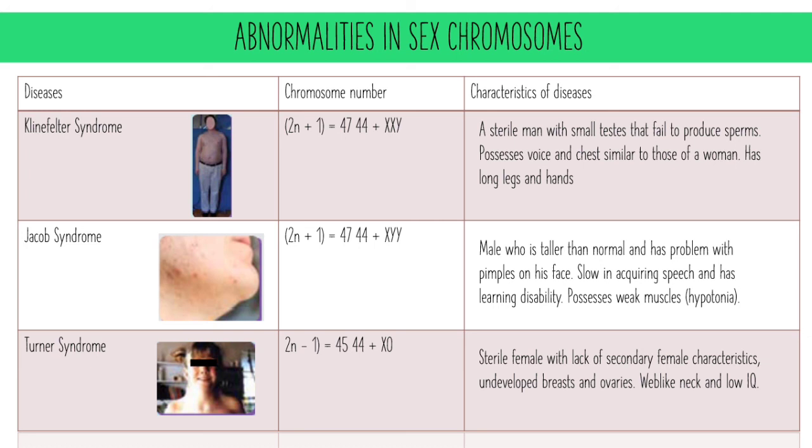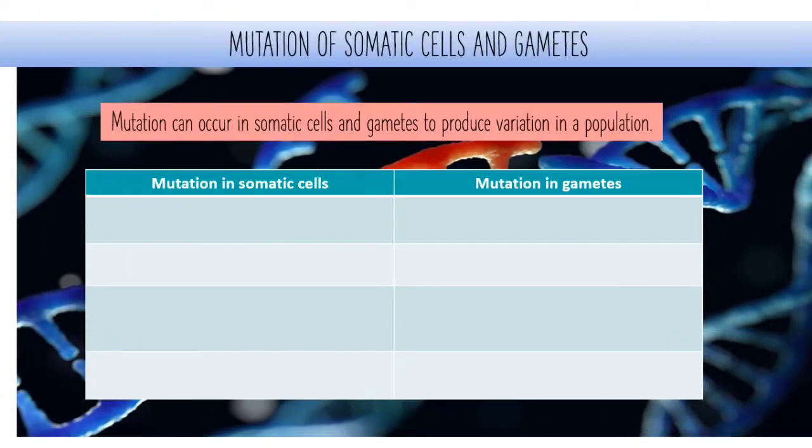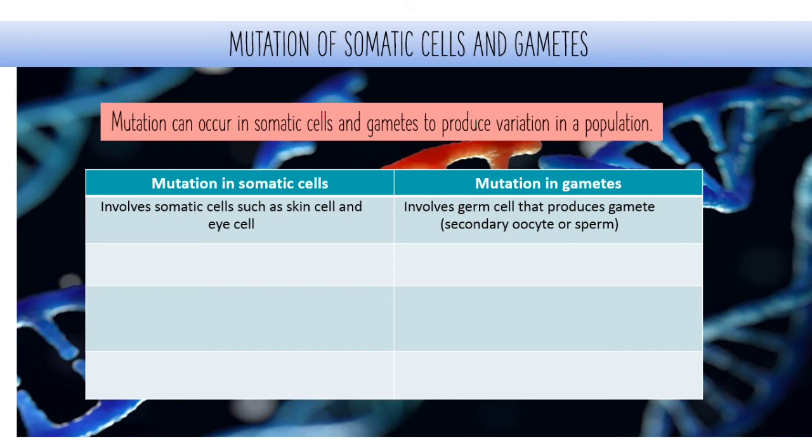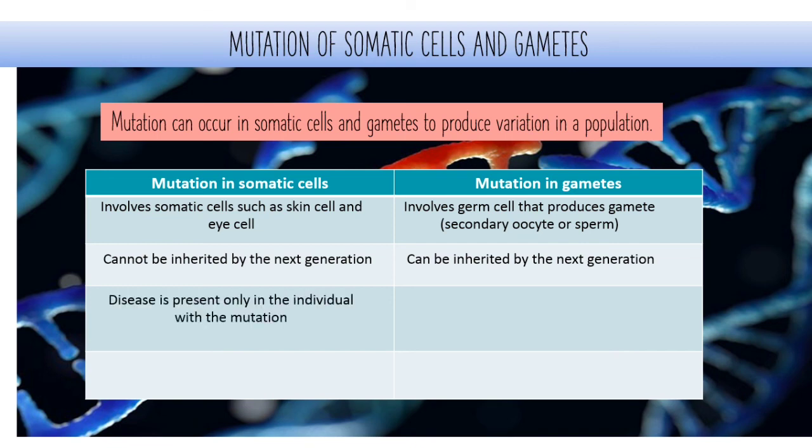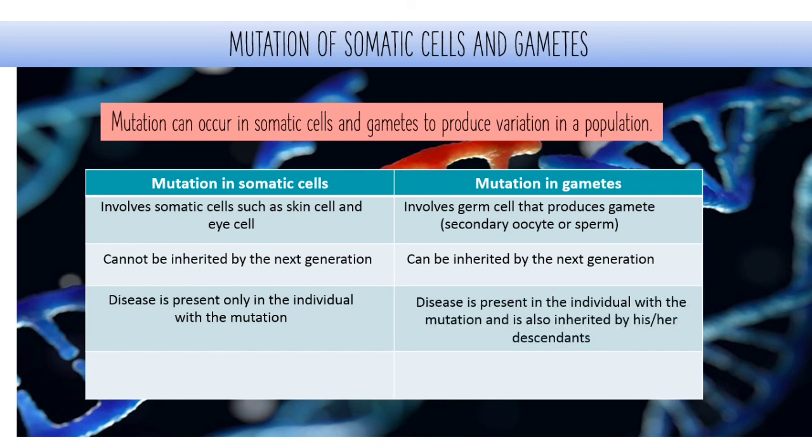Okay, so this is the difference between mutation in a somatic cell and mutation in a gamete. Mutation in somatic cell involves somatic cells such as skin cells and eye cells, while mutation in gamete involves germ cells that produce gametes, a secondary oocyte or sperm. Mutation in somatic cell cannot be inherited by the next generation, while mutation in gamete can be inherited by the next generation. Mutation in somatic cell can cause disease present only in the individual with the mutation, but with mutation in the gamete, the disease is present in the individual with the mutation and also inherited by his or her descendants.